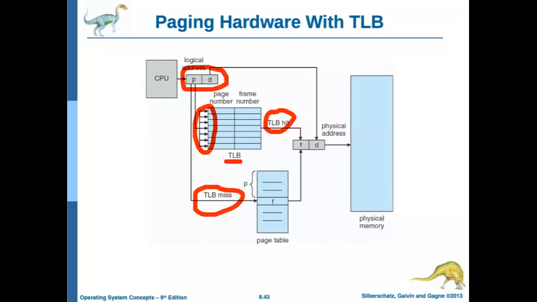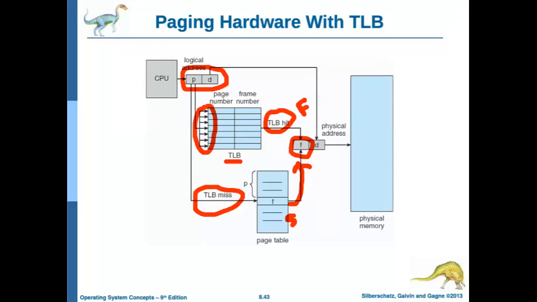If that page number is available there, we call it a TLB hit. In that case, there is no need to consult the page table in main memory. We'll directly get the frame number from the TLB itself. So remember, in case of a TLB hit, we'll get the frame number from the TLB, that is the buffer. If it is a TLB miss, we'll get it from the page table. So definitely this will be slower, whereas this will be faster, because the access time required for the TLB is very less, and then we'll convert it to the physical memory.